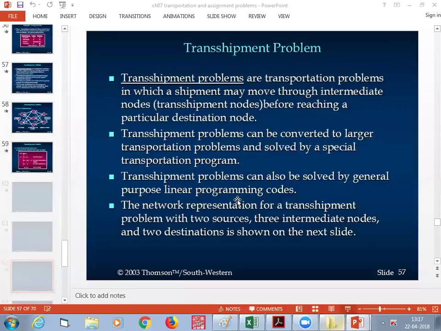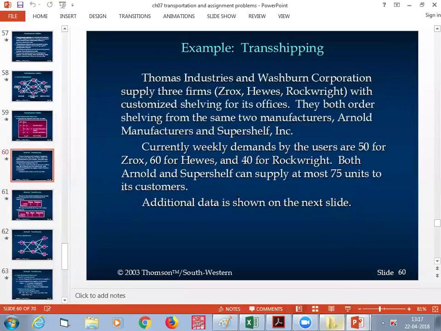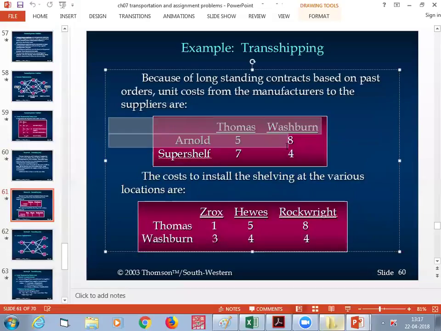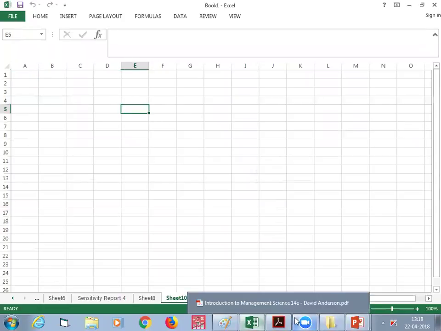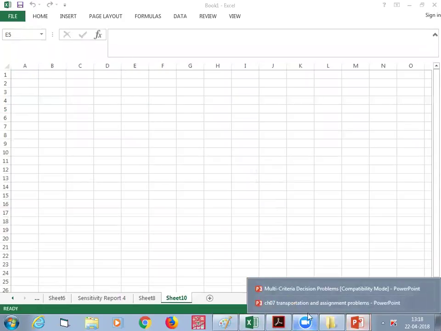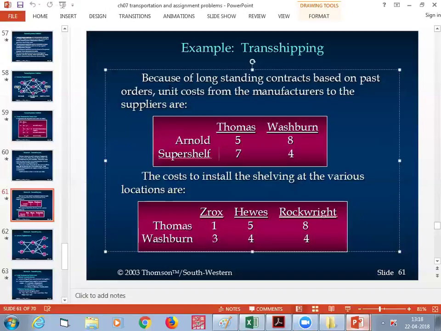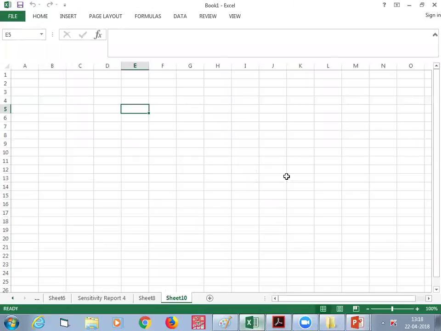I think I have to come out and do this. Can I? Oh no. Okay, I think I'll just directly type it. So let's solve it directly from here. Okay, so what was it? Okay, Thomas, Washburn, Arnold, and Supershelf. Okay, all right.